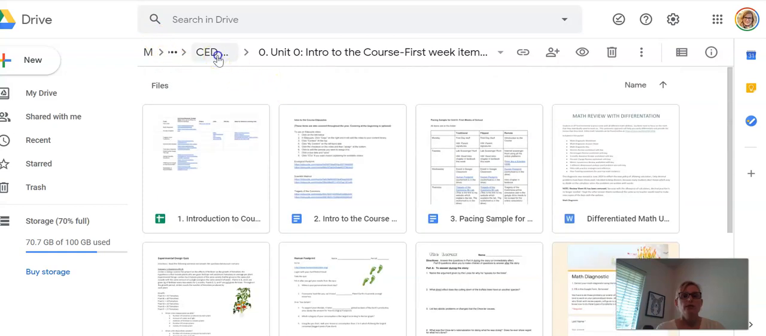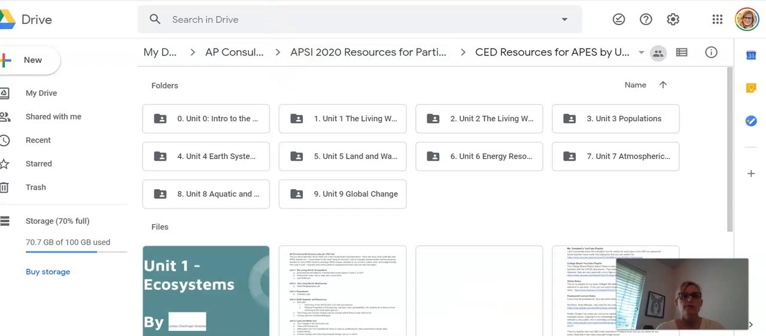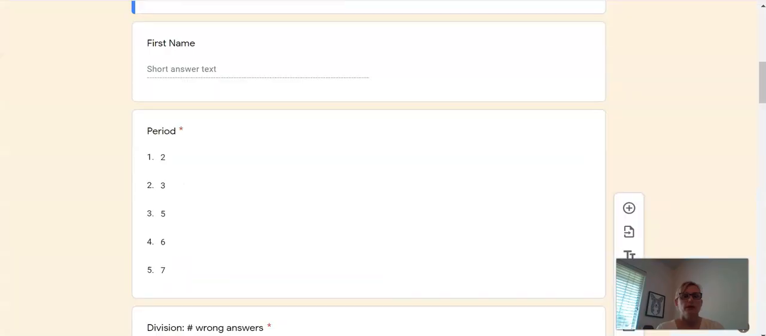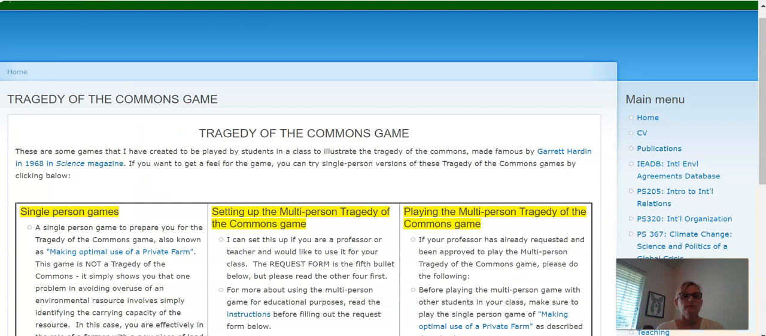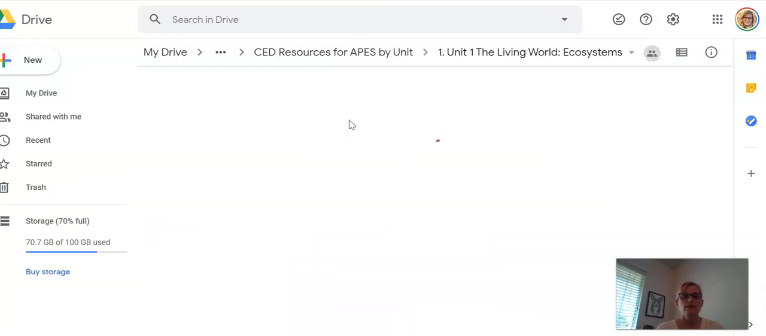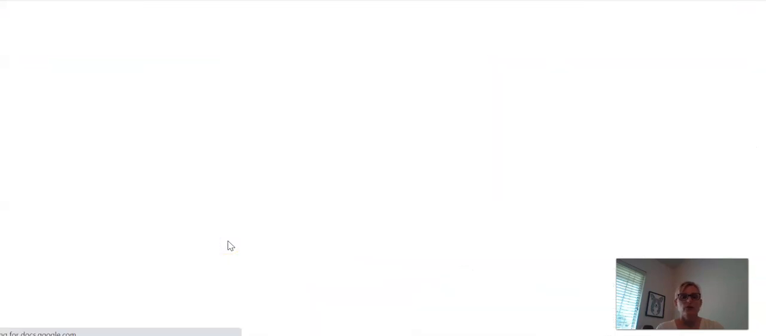Okay, so let's go back to the CED folder and let's go into Unit 1. First, I'm going to get out of some of these tabs. I've got lots of tabs open. Okay. Now let's go into Unit 1. And in Unit 1, I have a whole folder for eco columns here. And then in Unit 1, I have my spreadsheet of all your resources. Some things are hyperlinked, some are not. So let's take a look at the folder again.